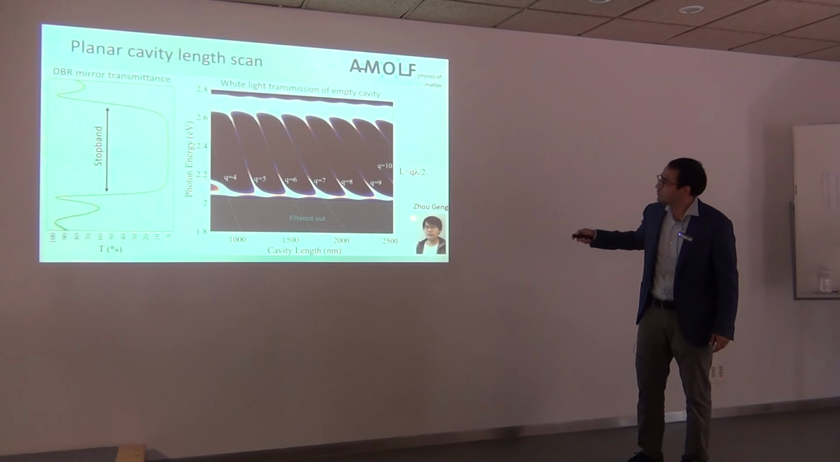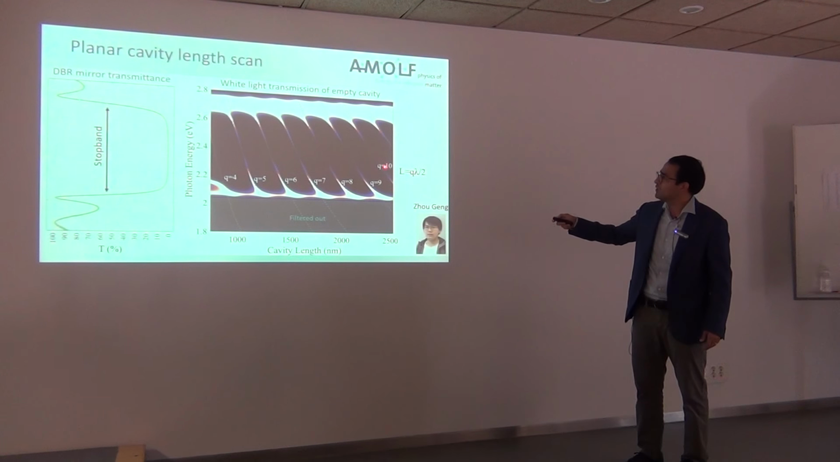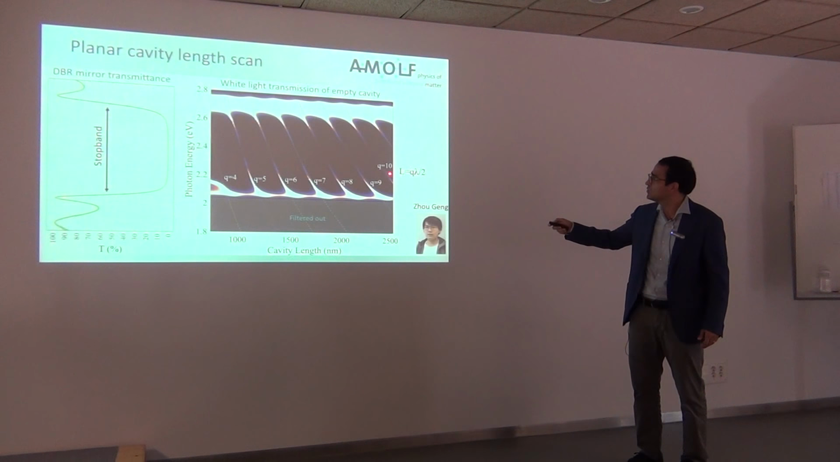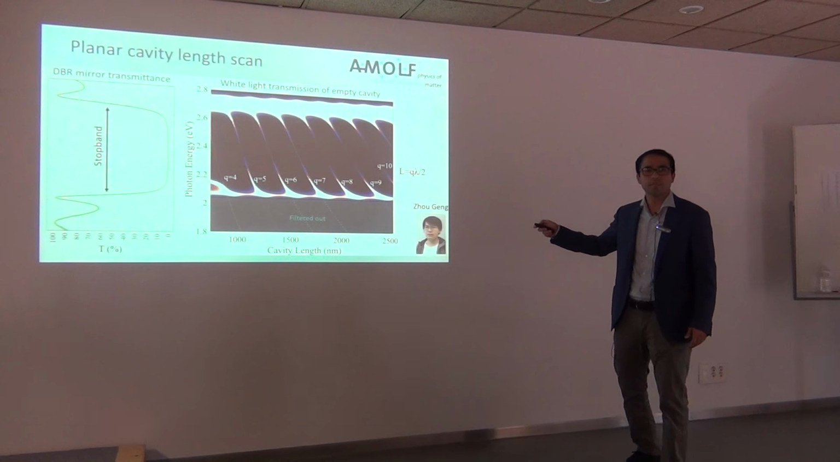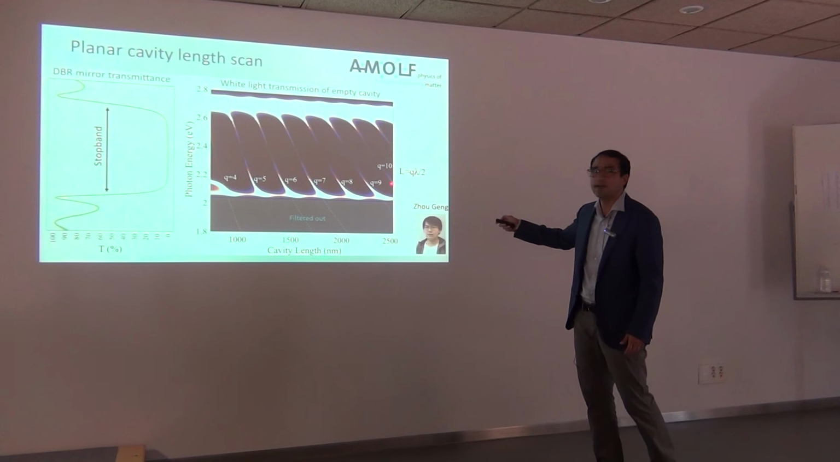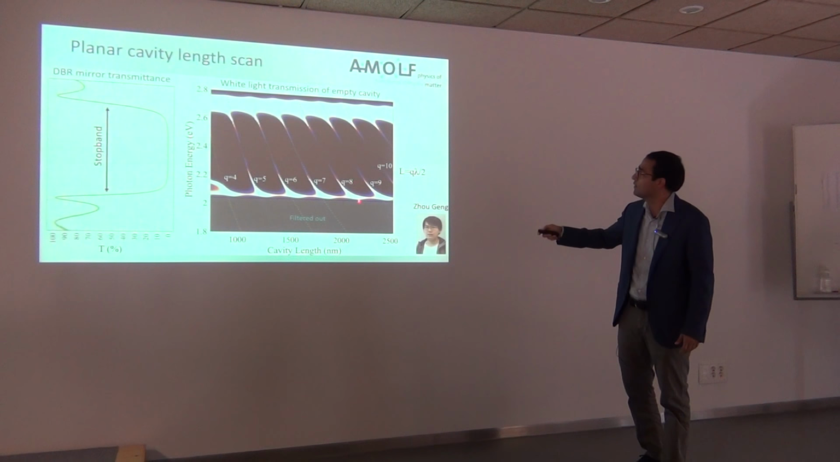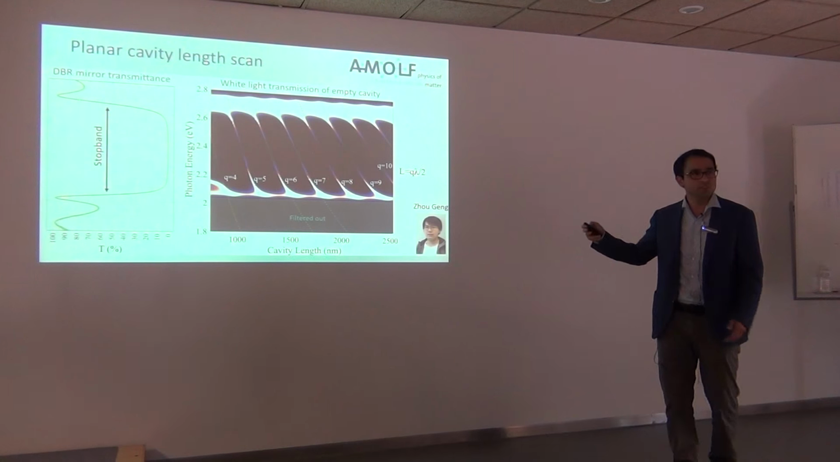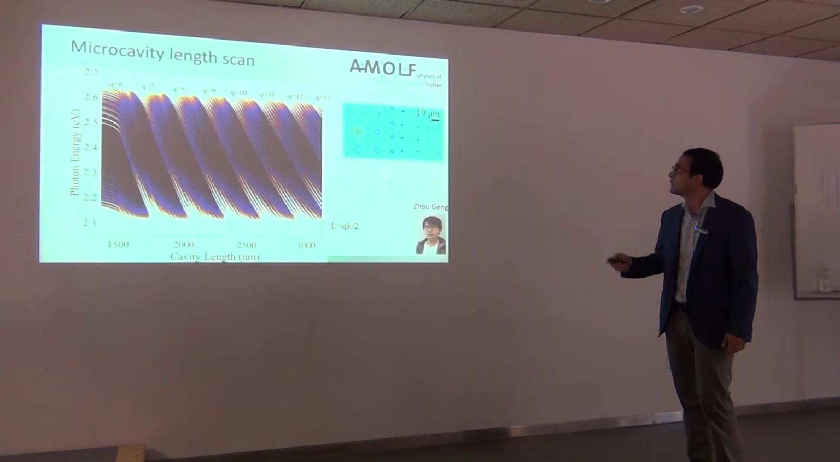And then I measure the intensity as we sweep the cavity length. And you see all the different longitudinal mode numbers which correspond to this equation, right? So this is 10 half wavelengths in the cavity, 9 half wavelengths, and so on. So this is just a measurement of white light transmission.